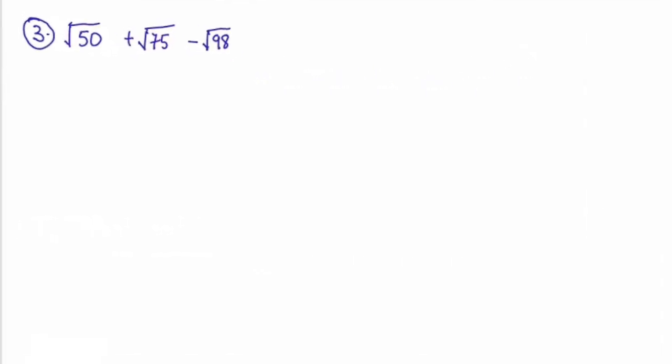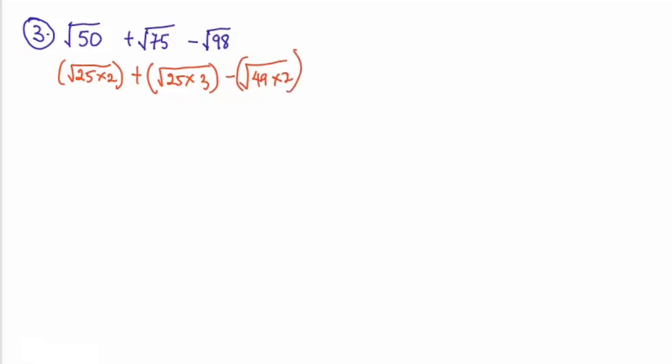So in the last question, we have the square root of 50 plus the square root of 75 minus the square root of 98. So the square root of 50 can be written as the square root of 25 times 2. Recall that you are going to find two numbers such that one must be a perfect square. Now for the square root of 75, we can write it as 25 times 3. And then for the square root of 98, you can write it as 49 times 2. So now we have this.